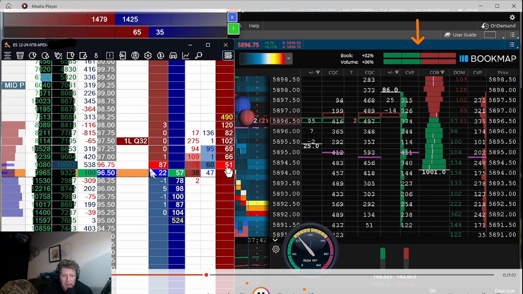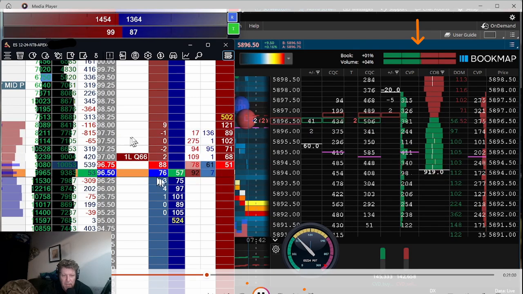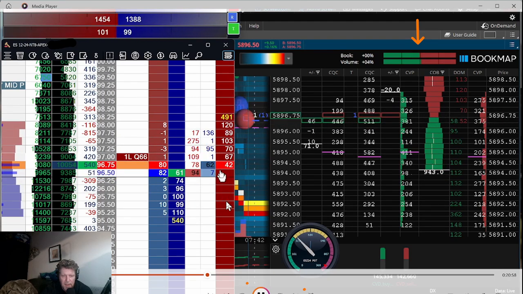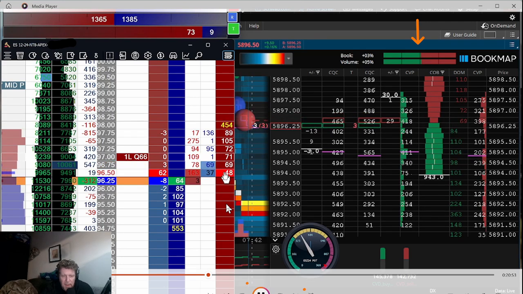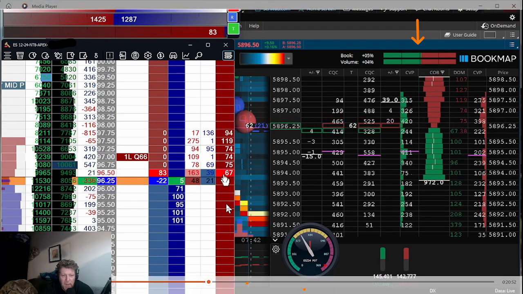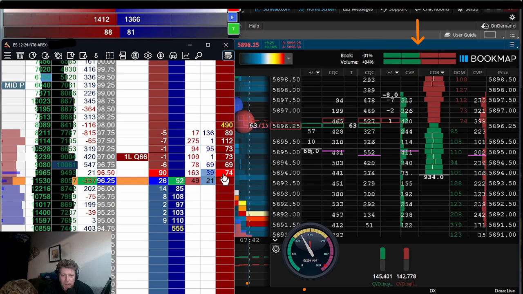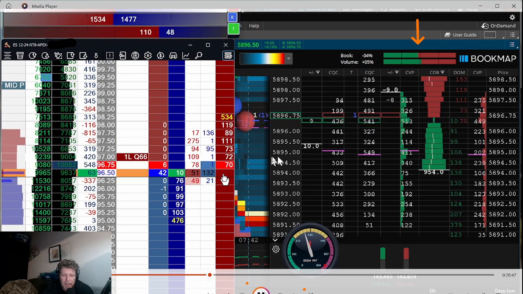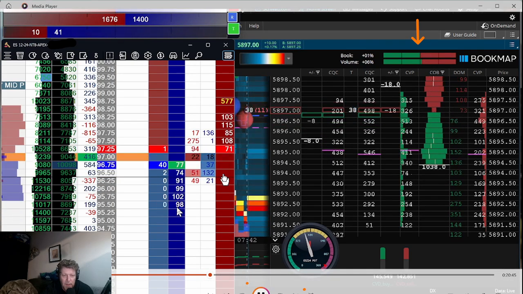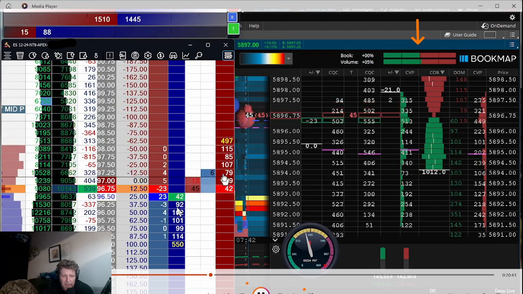Okay, I tried to go short again. Missed it. If I remember it correctly, I missed it again. I'm really just looking for a quick pullback, and price is now making it back towards this 95 zone. Okay, that got my fill.